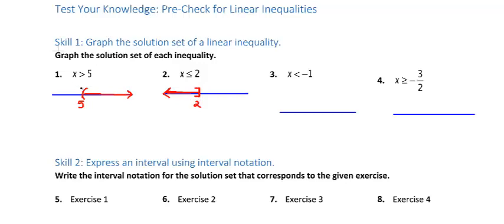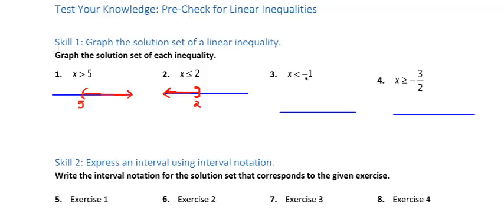So parentheses excludes, bracket includes. I like to think of the bracket as having an equal sign, right? Because of the way it's squared off there, think of that as equal. So if your inequality has an equal part, we're going to put a bracket there.